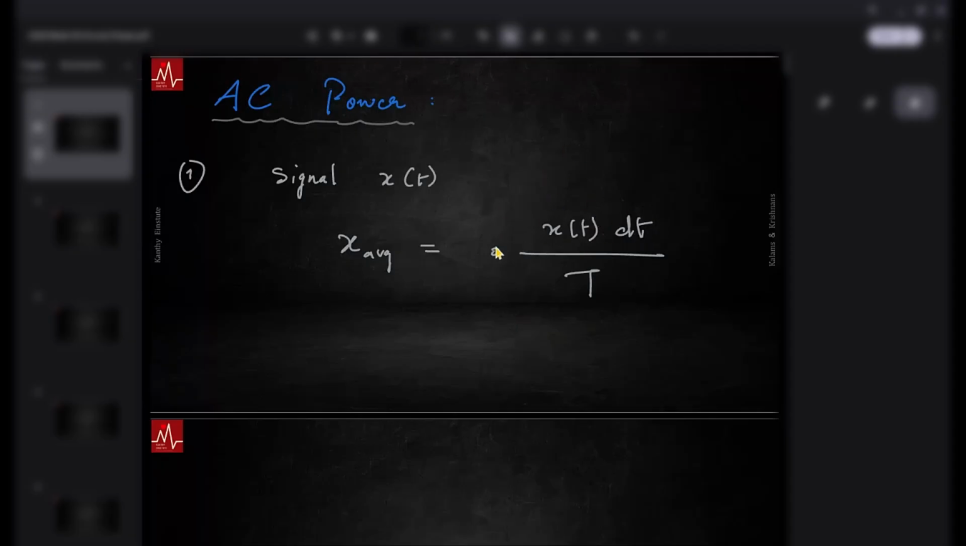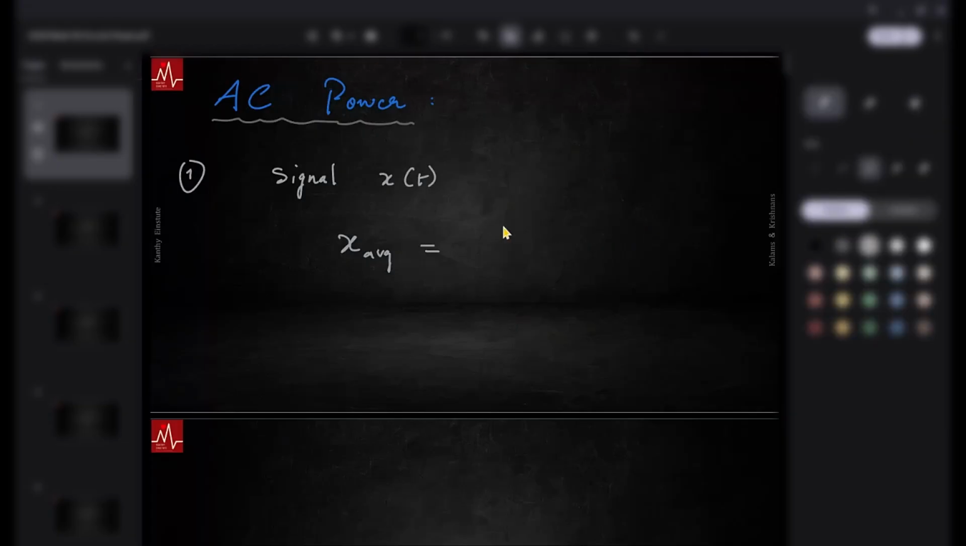intervals. Let me write it slightly better typographically. This is 1 by t, integral from 0 to t of x of t dt. This is your average value.